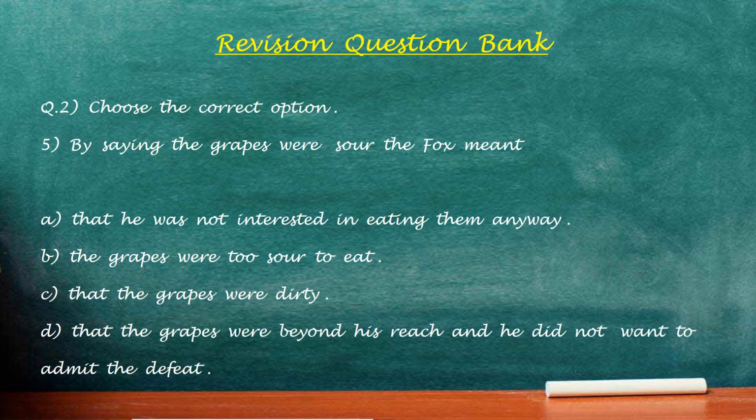Number 5. By saying the grapes were sour, the fox meant A. That he was not interested in eating them anyway. B. The grapes were too sour to eat. C. That the grapes were dirty. D. That the grapes were beyond his reach and he did not want to admit the defeat. Think and choose the correct answer.